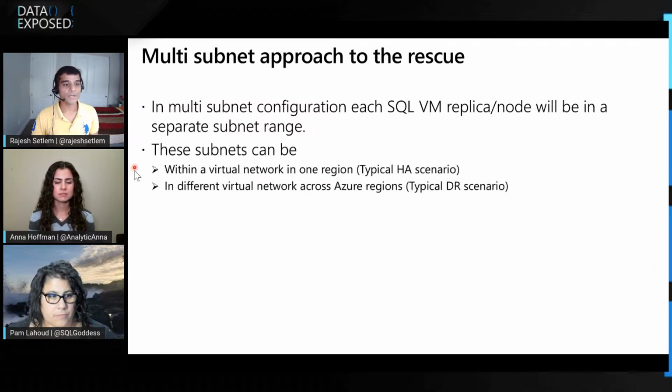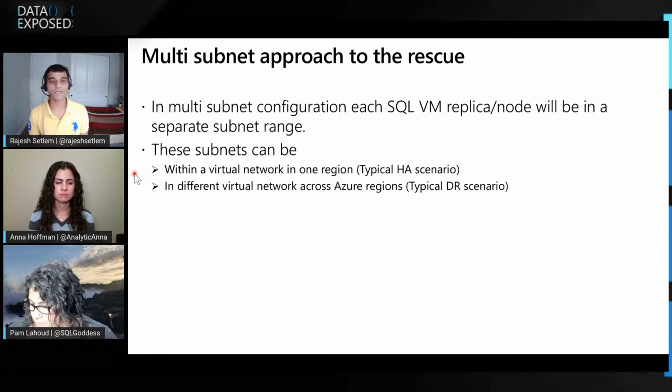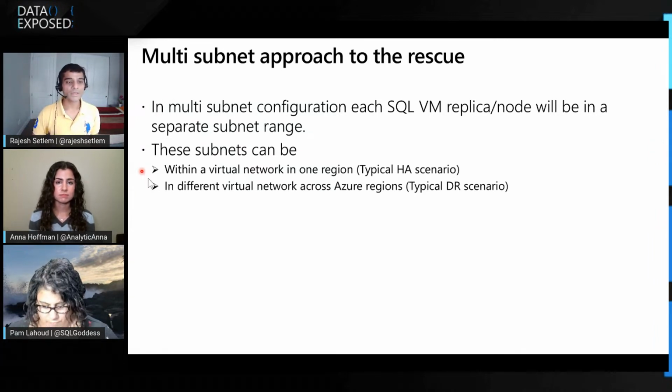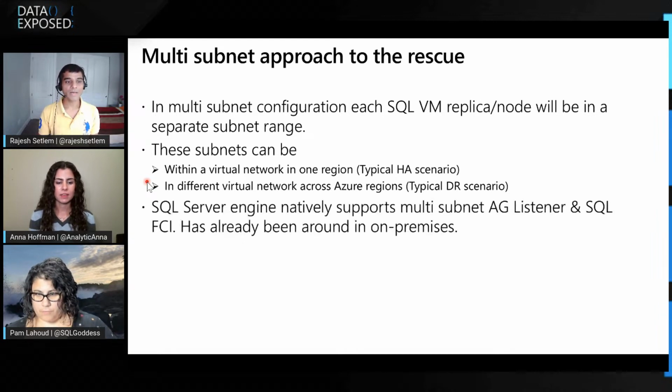And these subnets could be all within a virtual network in one region, which is a typical HA scenario that customers deploy. Or they could be in different virtual networks. Like if you're dealing with 2 Azure regions, as we just talked about earlier, which is suited for DR scenarios, you could also have these different subnets in different Azure regions, right? And once you have this, what SQL Server does, and this has already been out there, SQL Server has been natively supporting multi-subnet for both AG and FCI. So this has been happening in the on-prem world, right?